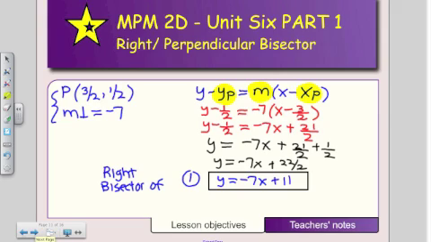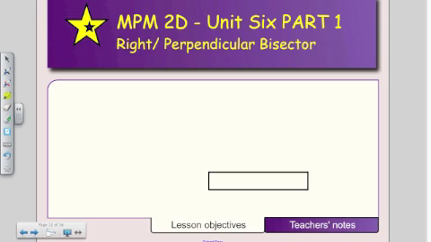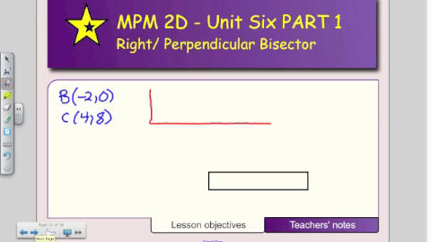of AB. Now, in order to find the circumcenter and the intersection point, I need to now find the right bisector of BC using the point B and point C. So my point B is negative 2, 0. Point C is 4, 8. Now we're going to repeat the exact same steps. However, just to save some time, I'm just going to give you your final answer, the final equation of the line.